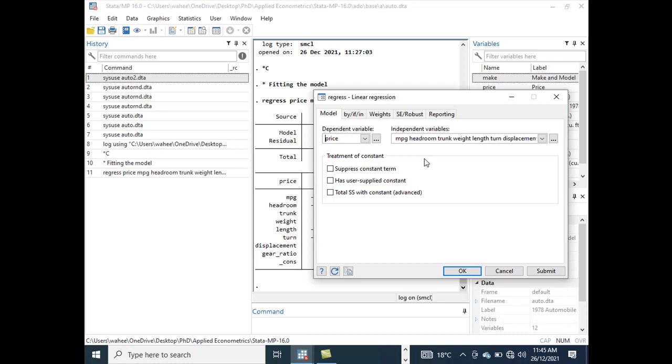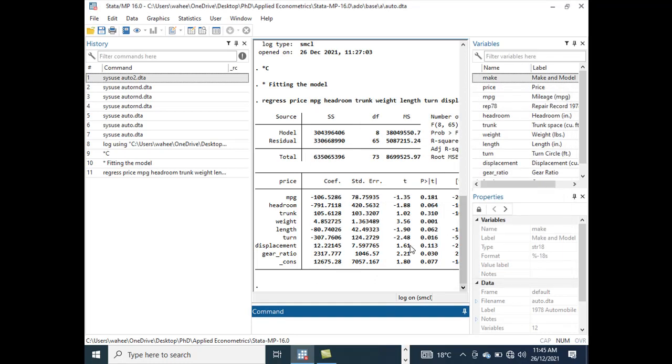The alternate, which we will be doing most of the time later on, is to use the command window rather than this one, because this later on would become a little bit time consuming. So we can just use reg followed by the list of variables, which will be exactly the same.